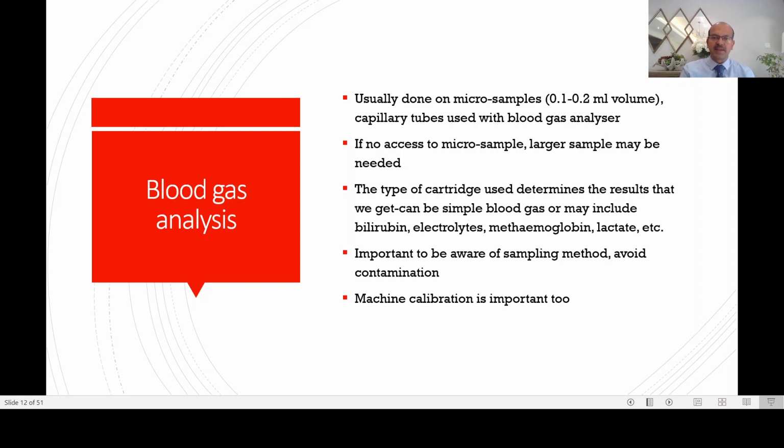When you do have a blood gas analyzer, you should be familiar with what type of cartridge you are using in your unit, and the type of cartridge we use determines the result we get. Of course, you cannot change it every now and then because the calibration will be linked to the type of cartridge you use. So on a predominant basis, you have to choose the one which will be most suitable for you.